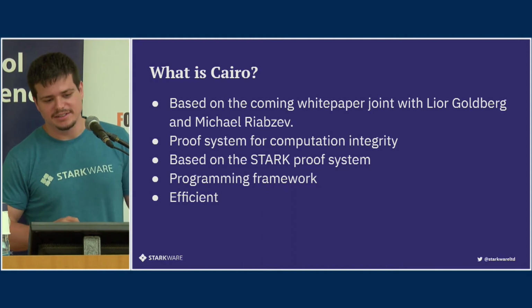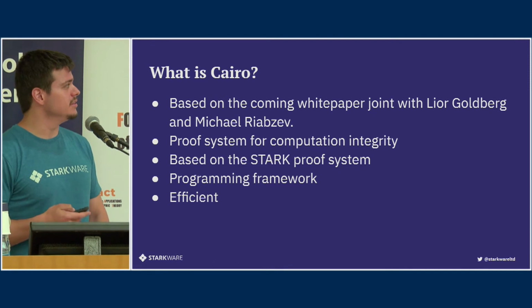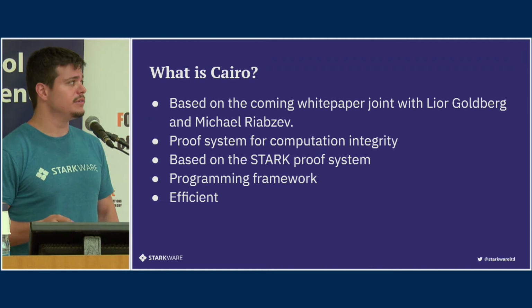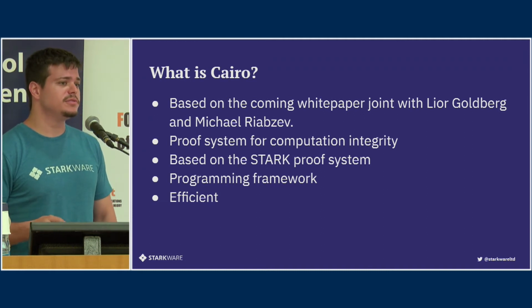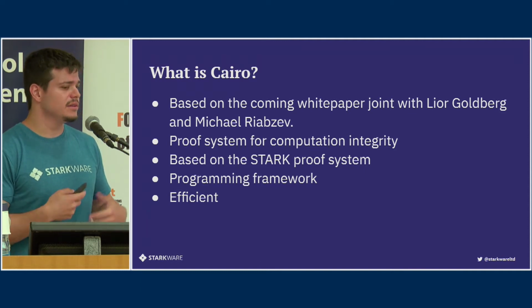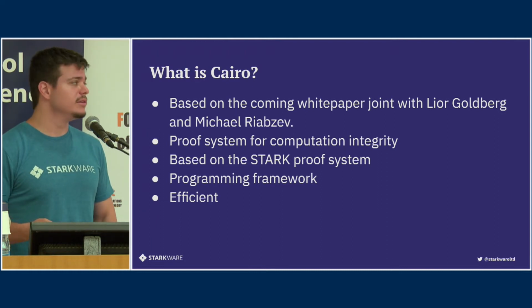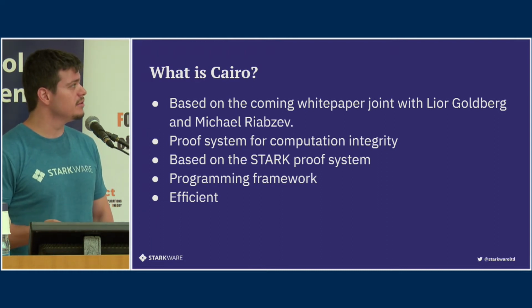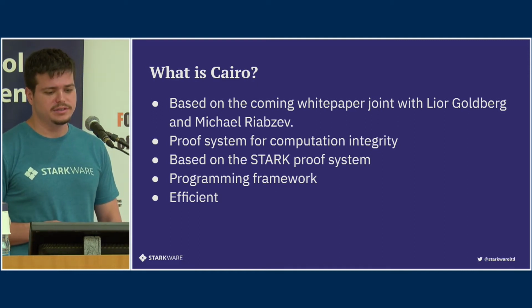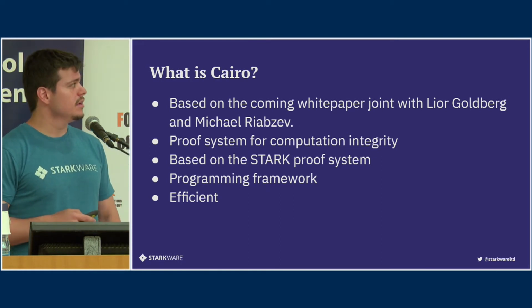Okay, so this is a proof system for computation integrity, which basically means we have two parties, a prover and a verifier. The prover is trying to prove that some computation he did was correct and we got some output. And the verifier looks at this proof and can say whether it's true with high probability or it's not true. And this is based on the Stark proof system, if you know it.